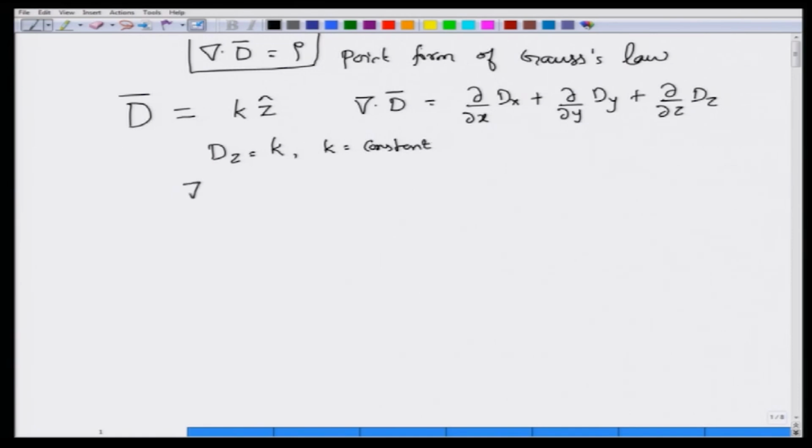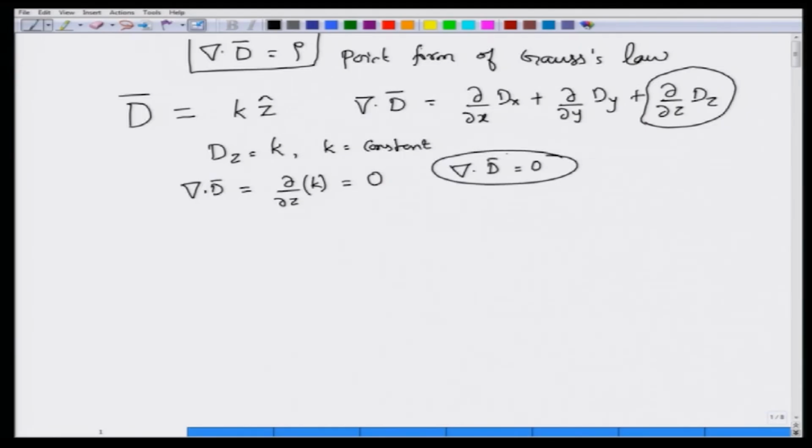You now take del dot D, which is essentially evaluating the partial derivative del z of Dz. Since Dz is constant, its derivative with respect to z is equal to 0, and therefore you get del dot D equal to 0. If this D field represented the field because of a certain charge distribution, what is the meaning of del dot D being equal to 0?